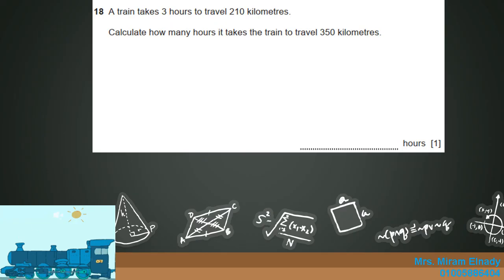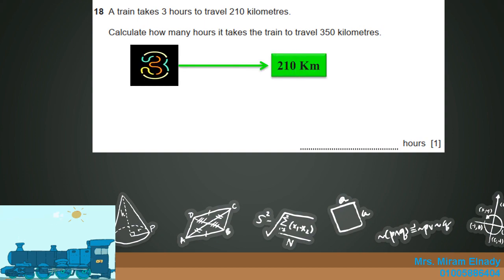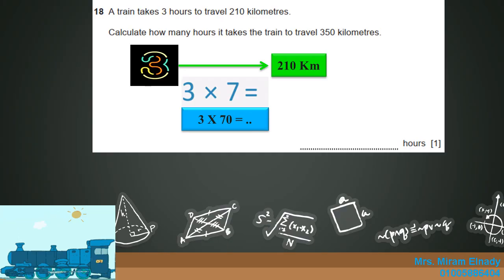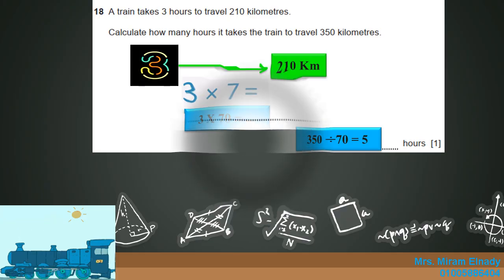A train takes 3 hours to travel 210 kilometers. Calculate how many hours it takes the train to travel 350 kilometers. 3 hours for 210 kilometers. Let's use the basic fact: 3 times 7 equals 21. So here we will use 3 times 70 equals 210. So we are using the same rule. 350 divided by 70 will be 5. So this will take 5 hours to travel 350 kilometers.